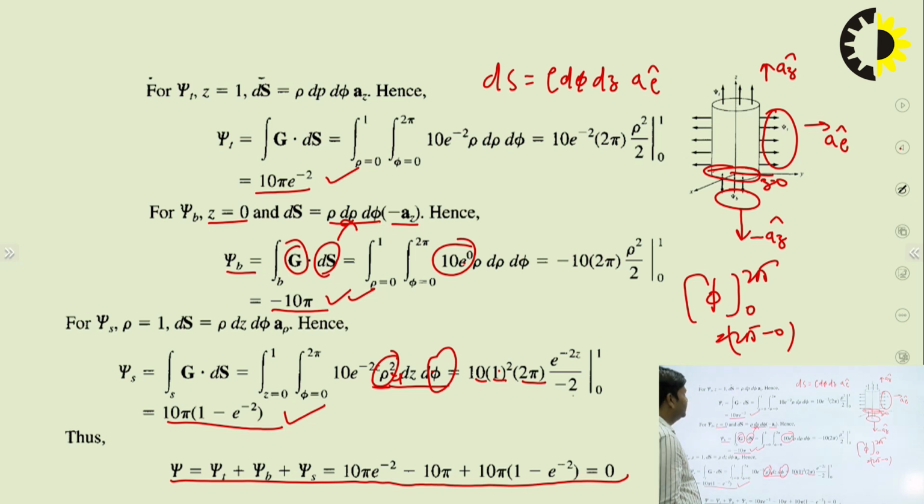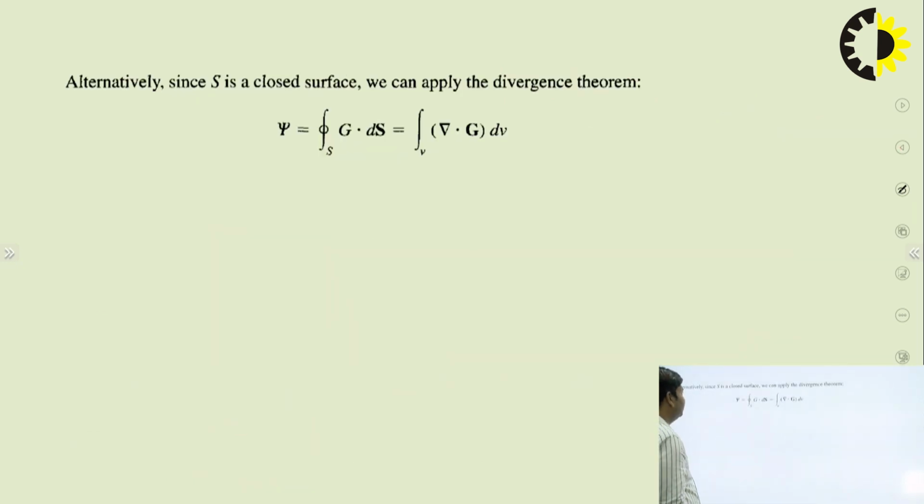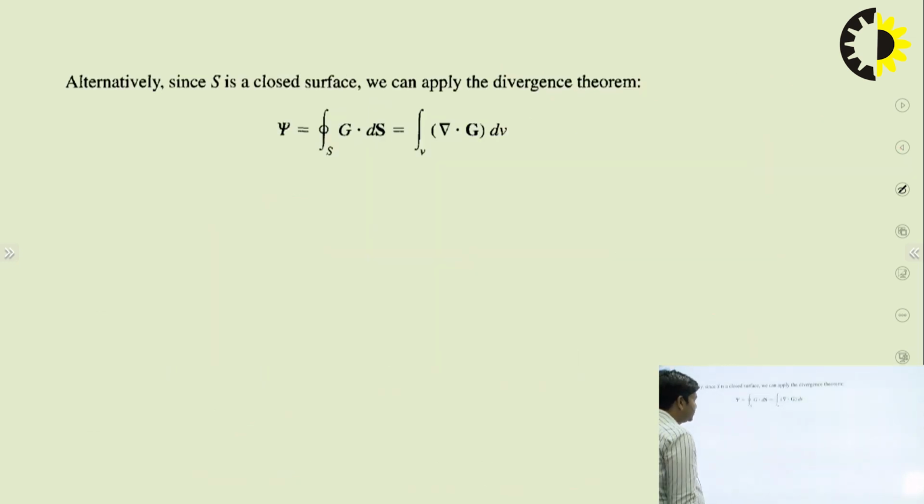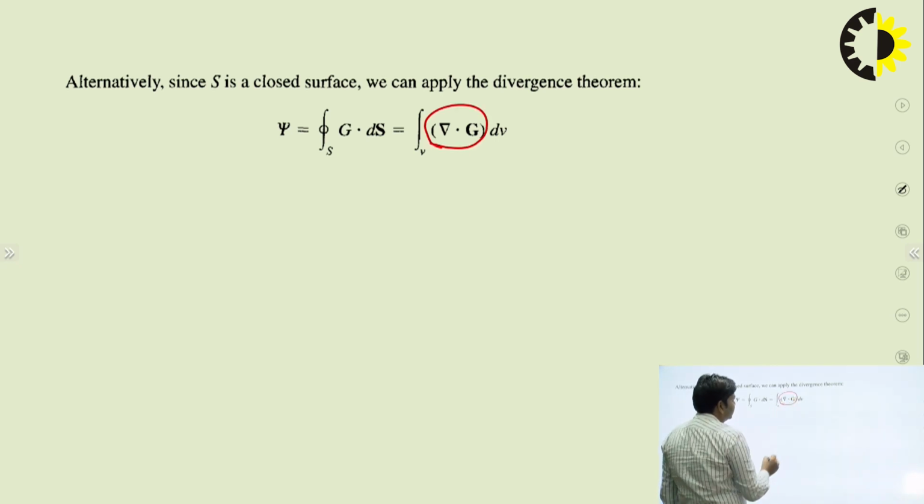In the next question, we are asked to verify this answer by using the Gauss divergence theorem. So we extract the divergence of that particular vector and the volume integral, then we integrate that, and the value of this is equal to 0.